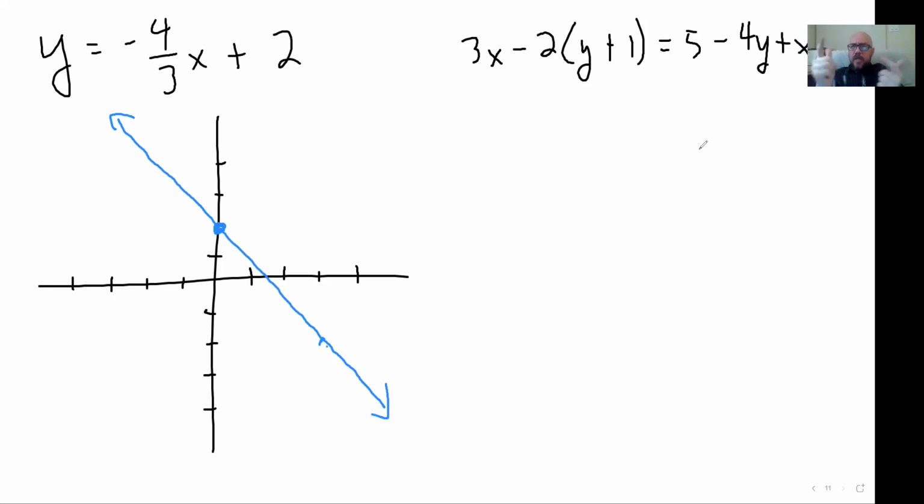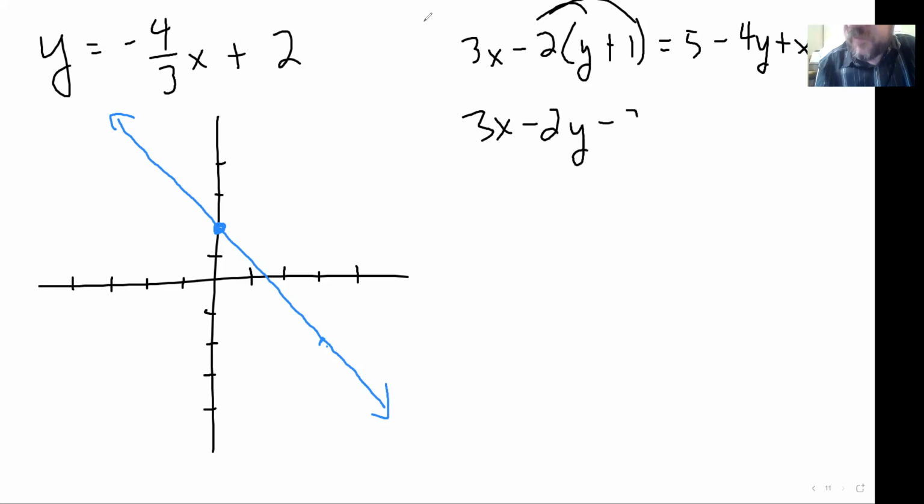So with that in mind, it should become relatively easy to figure out what to do if you remember what the goal is, like what you're trying to make, essentially. The thing I'm trying to make is y equals mx plus b, so let's start. The first thing I'm going to do is distribute this -2 to both those things, and we get 3x minus 2y. Minus 2 times 1 is -2.